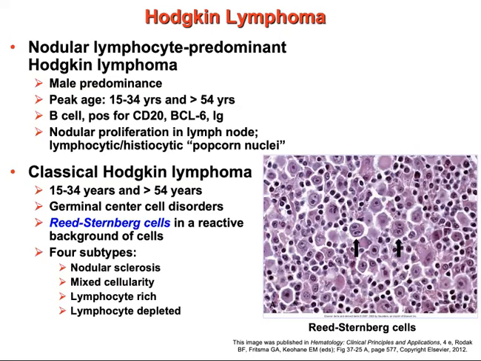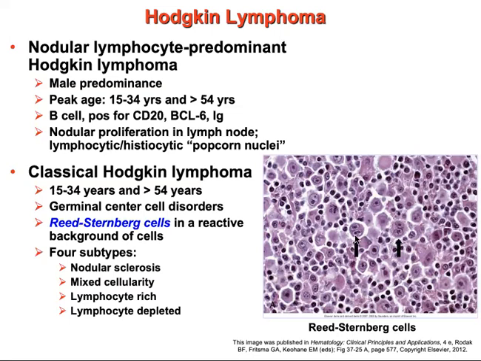The classical Hodgkin's lymphoma is actually a group of lymphoid neoplasms that derive from the germinal centers. Again, prevalent in the same age groups as the non-classic form, and it is characterized by the presence of Reed-Sternberg cells. They have a reactive background. Reed-Sternberg cells have two nuclear lobes, and they have very distinct nucleoli. And there are 4 different subtypes of classical Hodgkin's lymphoma: the nodular sclerosis, the mixed cellularity, the lymphocyte rich, and then lymphocyte depleted.